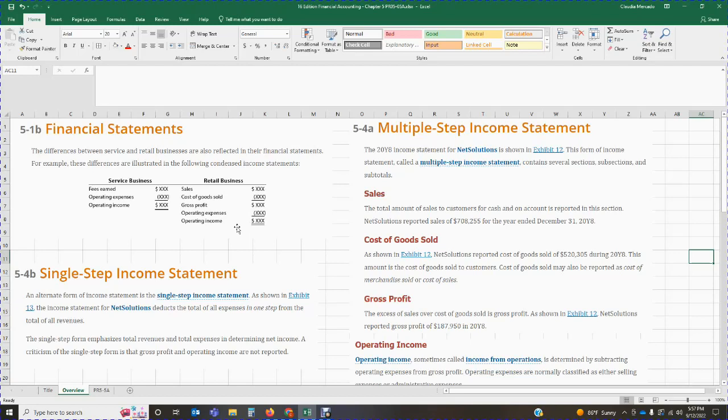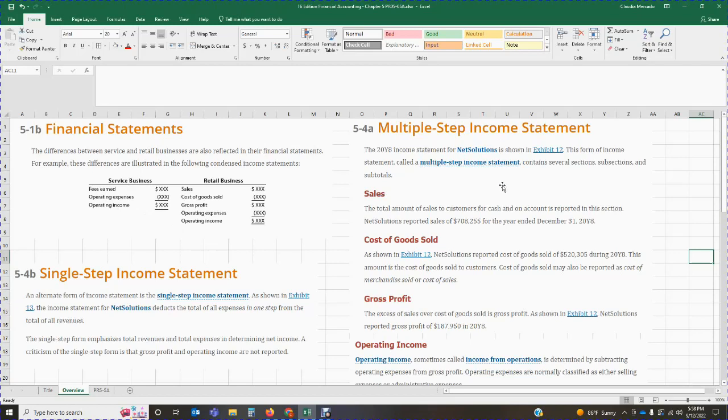There are two types of income statements outlined in the textbook. One is a single step income statement, and the other is the multiple step income statement. Regardless of the income statement that you prepare, the output will be the same. Your operating income will still be calculated the same way. It's just the layout. The single step income statement basically gets all of your revenues, deducts all of your expenses, and gives you your total operating income. Very similar to that of a service business: revenues minus expenses gives you your operating income.